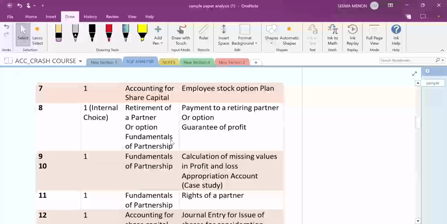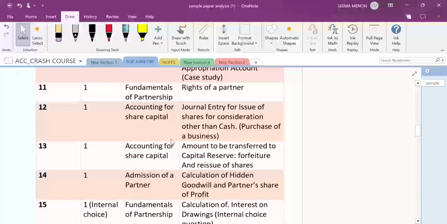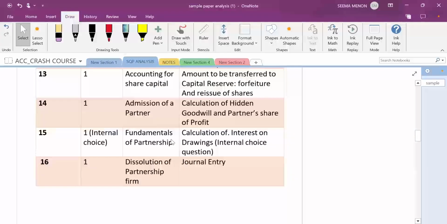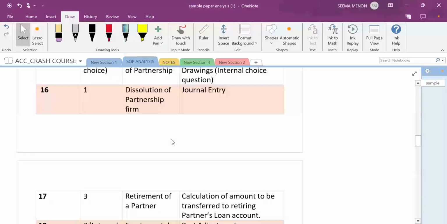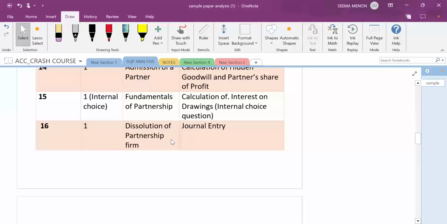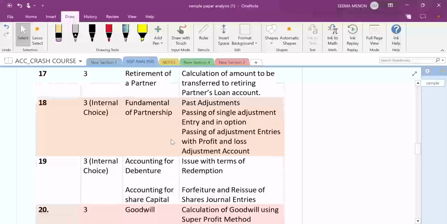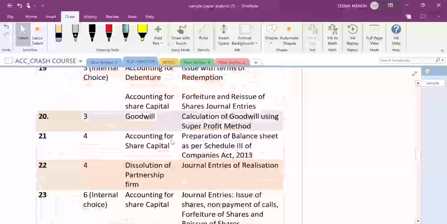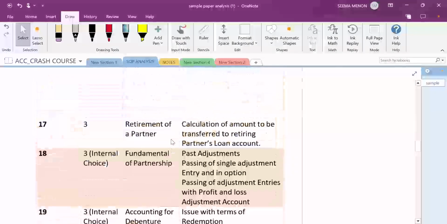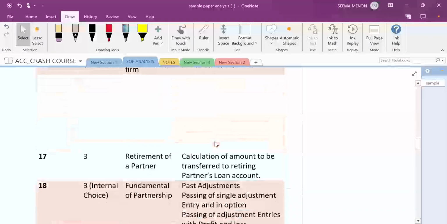Question number 7 is accounting for share capital. Here you can see the analysis on the screen, with all questions chapter wise and the topic covered from each chapter. So it is a crystal clear analysis of the sample question paper 2023-24. Now we have completed, up to question number 16, all the 1 marker questions.